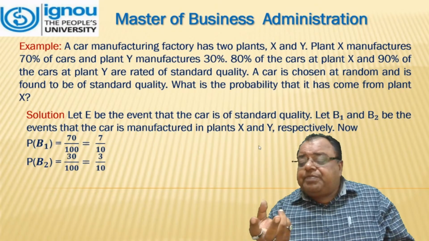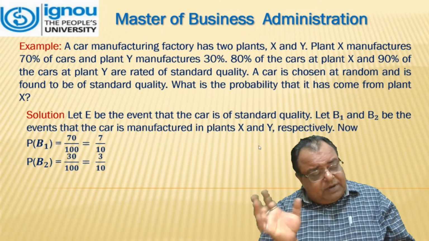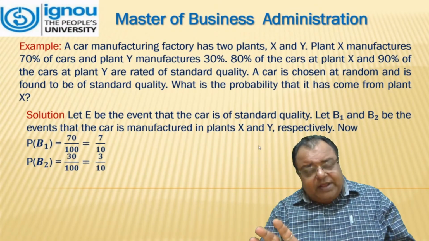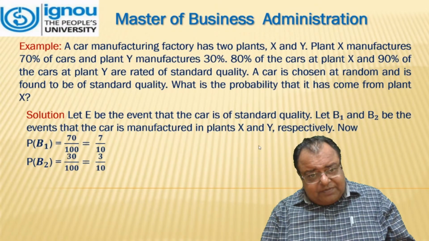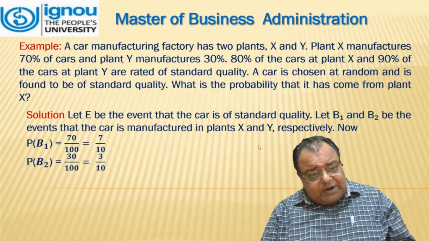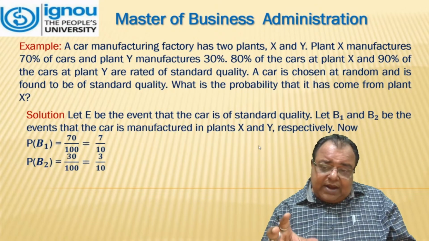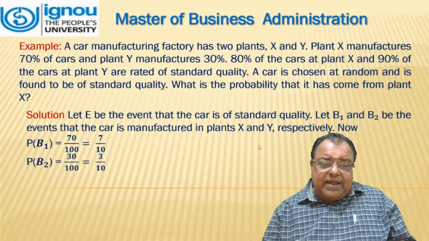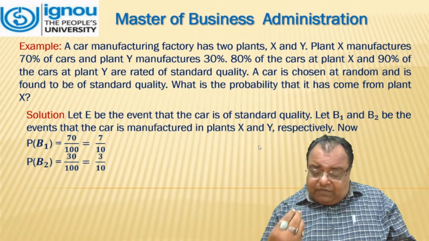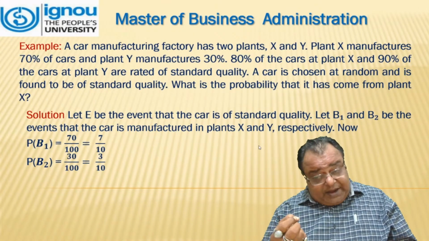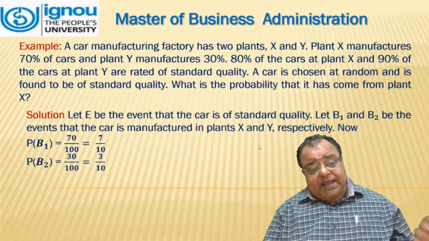Now we see that there are two plants manufacturing cars. They are manufacturing quality products. The respective probabilities are given to us. We are selecting a car of standard quality. Now, what is the probability that it came from plant X?